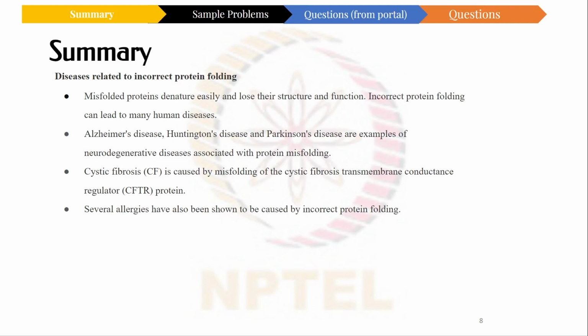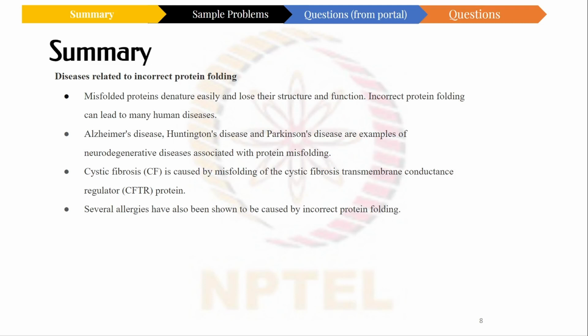So here I am discussing mainly some types of diseases. Misfolded proteins denature easily and lose their structure and function. So this incorrect protein folding can lead to many human diseases. Alzheimer's is an example of a neurodegenerative condition which is caused by protein misfolding. This disease is characterized by dense plaques in the brain caused by misfolding of secondary beta sheets in beta amyloid proteins present in the brain matter.